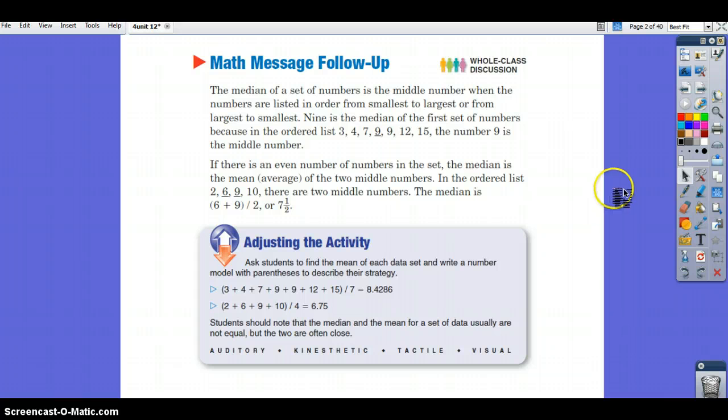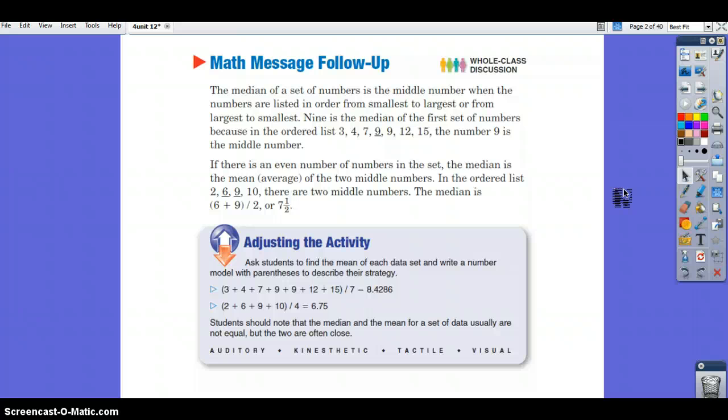The median of a set of numbers is the middle number when the numbers are listed in order from smallest to largest or from largest to smallest. 9 is the median of the first set of numbers because in the ordered list of 3, 4, 7, 9, 9, 12, 15, the number 9 is in the middle.